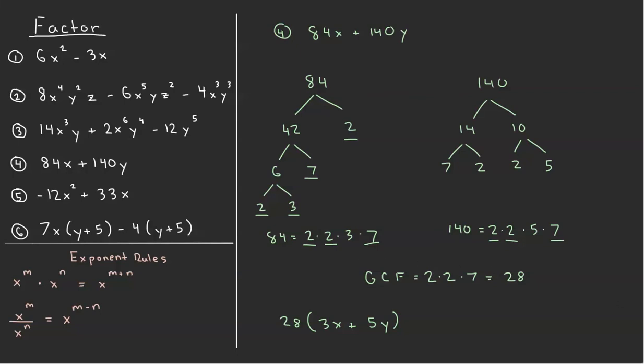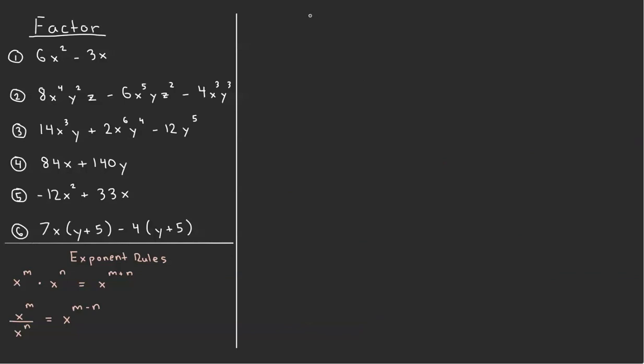Now moving on, we have number 5. This is negative 12x squared plus 33x.